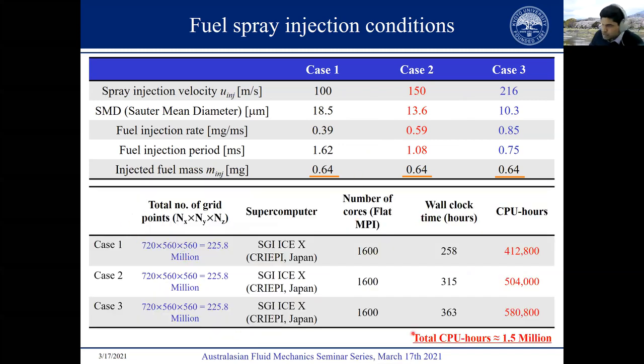And then this table at the bottom shows the total number of grid points used in each case, which is approximately 226 million. And these simulations were performed using 1600 cores on an SGI ICE-X, which is at a research organization called CRIPE in Japan. The wall clock time and the CPU hour for each simulation are given here. So as you can see, the total CPU hour combined for all the 3 simulations is quite large.